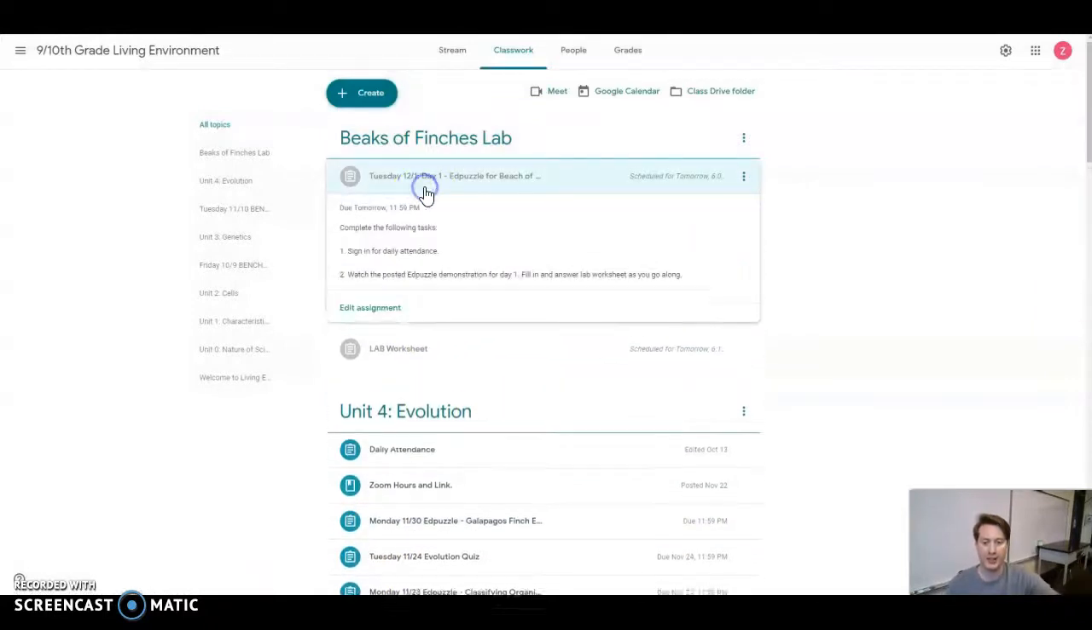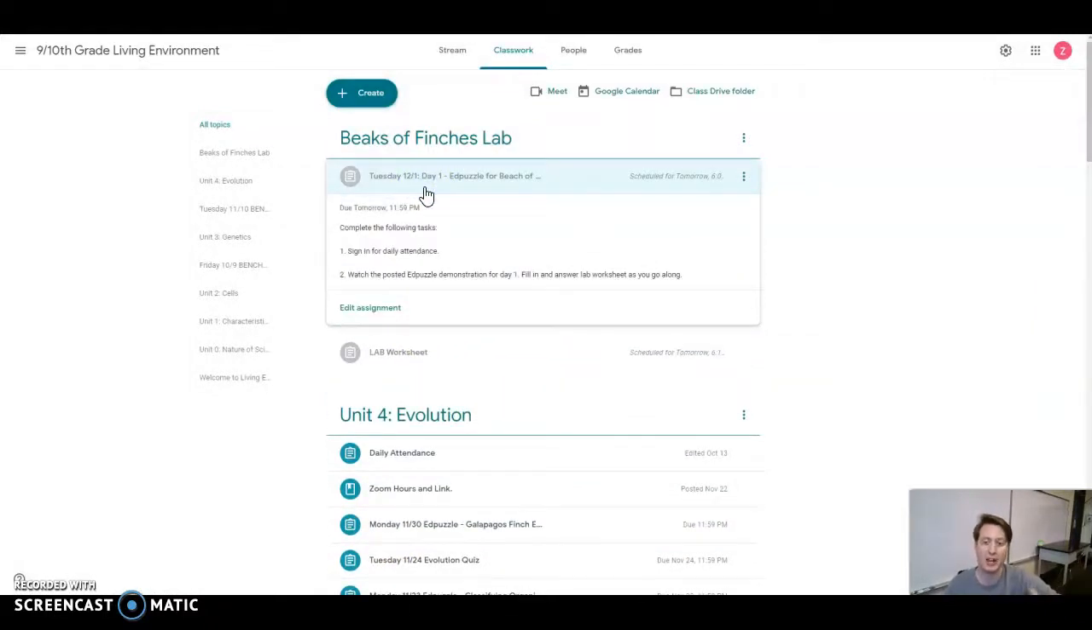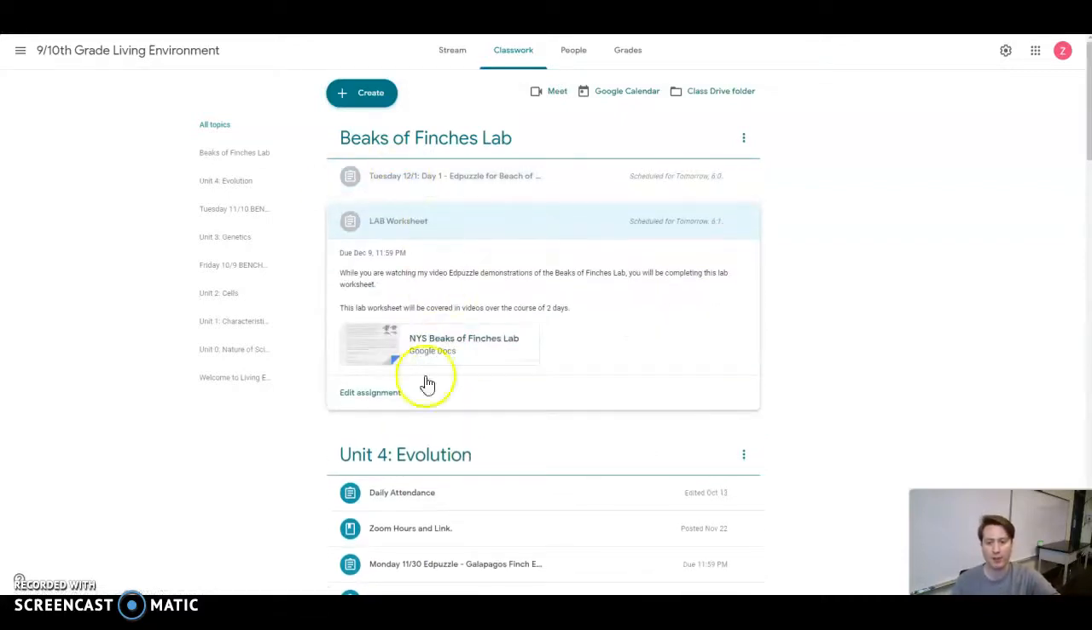The instructions for today: I want you to sign in for daily attendance, and then you're going to watch the Ed puzzle demonstration for the lab day 1. You're watching it now, and fill in the lab worksheet as you go along. The lab worksheet can be found in a separate assignment in the Beaks of Finches Lab topic. So let's go ahead and open that.